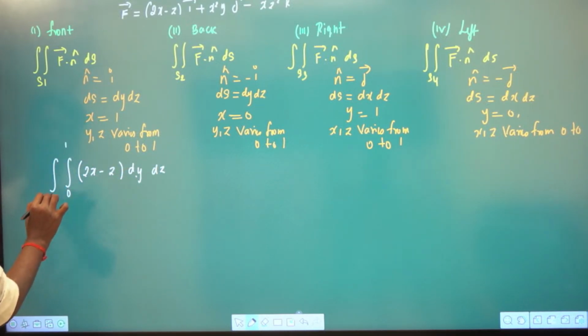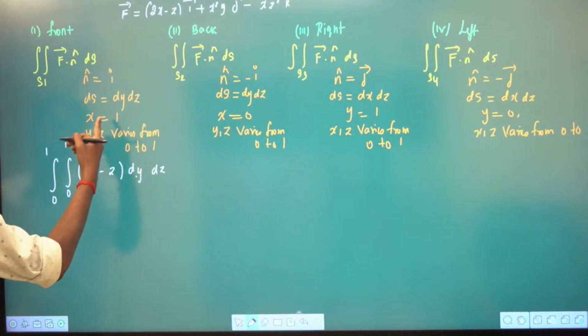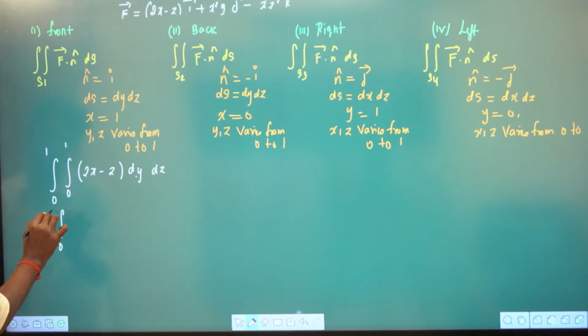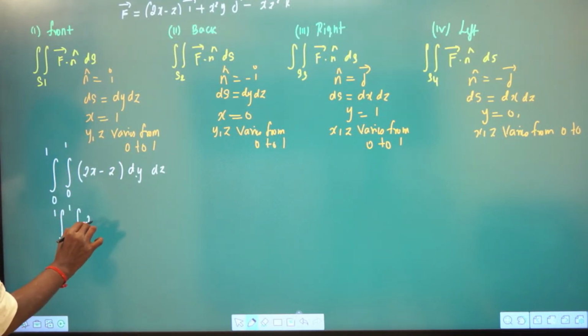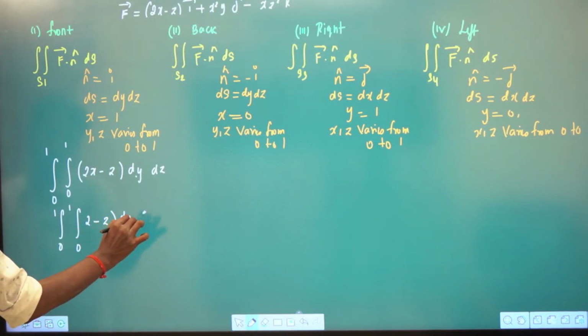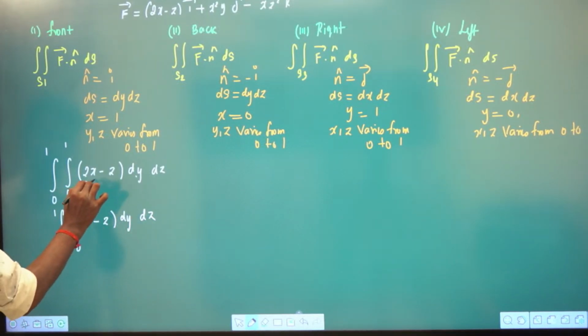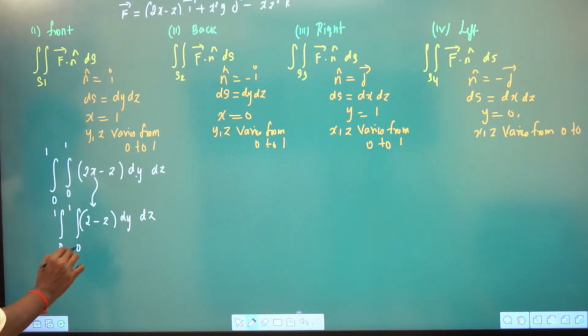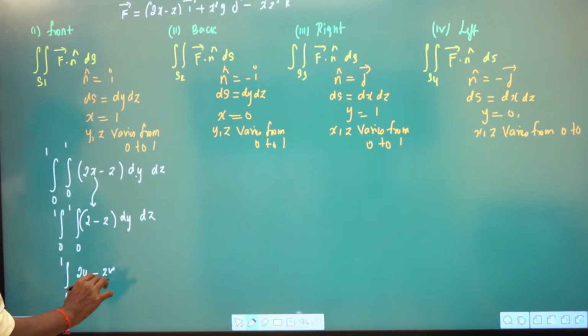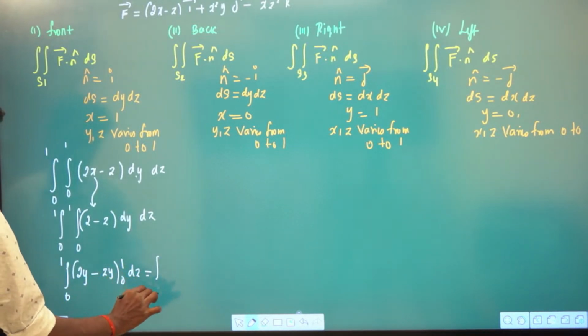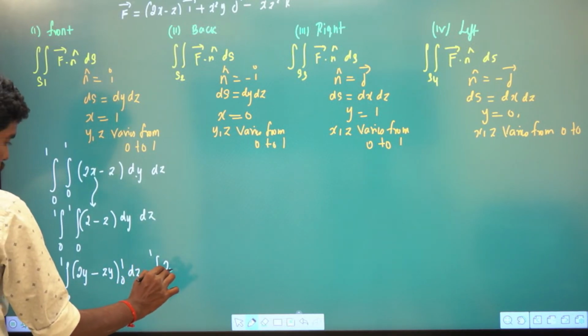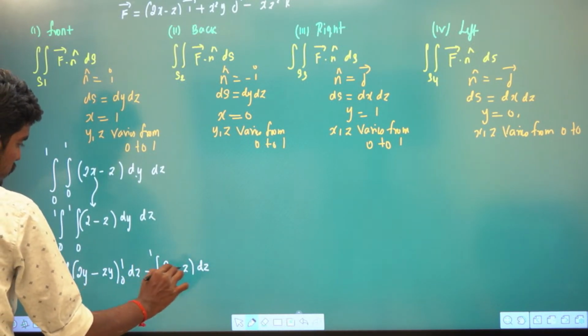Y varies from 0 to 1, z varies from 0 to 1, and we know x is 1. So in 0 to 1, 0 to 1, (2 minus z) dy dz. I'm just putting x equal to 1. So integration of 0 to 1, integration of (2y minus zy) from 0 to 1, dz. So integral of 0 to 1, (2 minus z) dz.